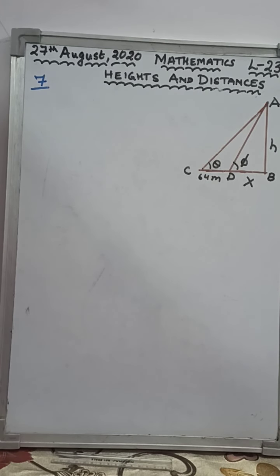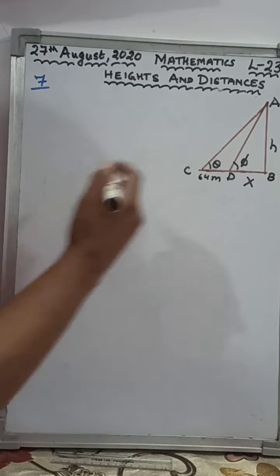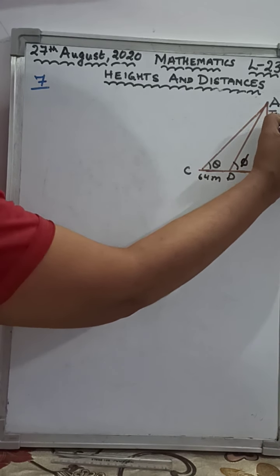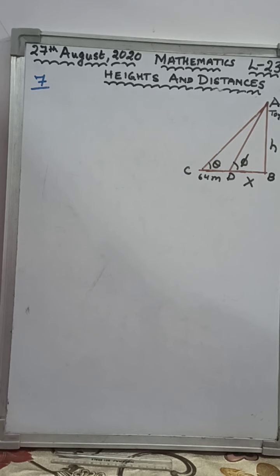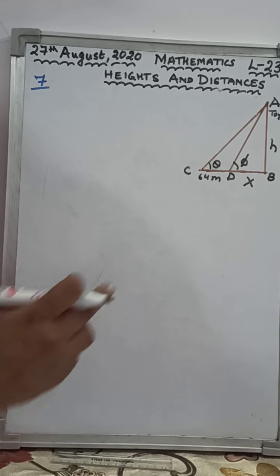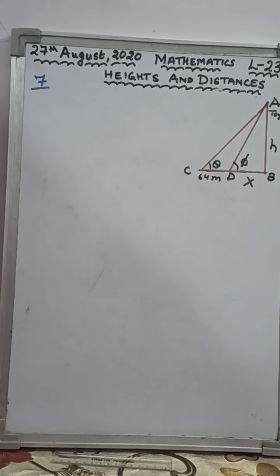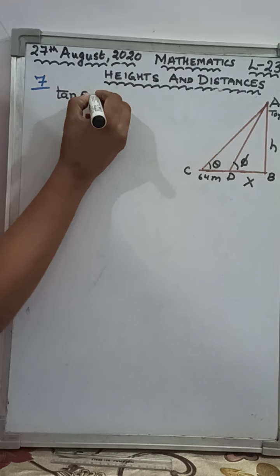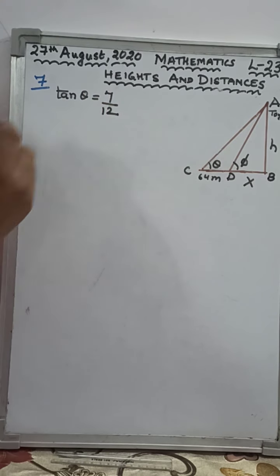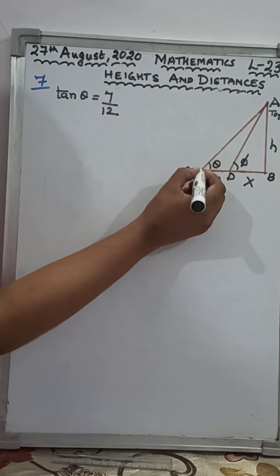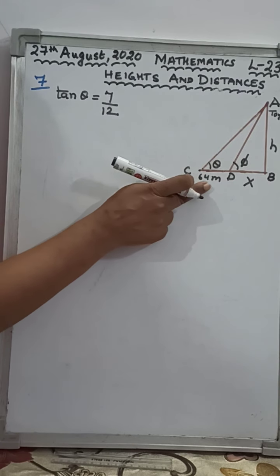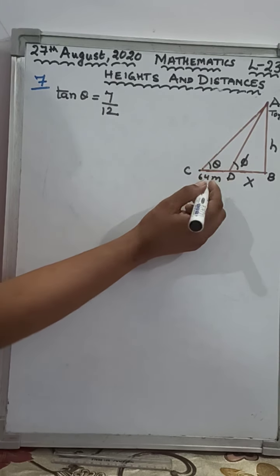Now question number 7. In question 7, at a point on a ground level, the angle of elevation of the top of the tower, this is your tower AB, and the angle of elevation is given to us theta and phi. This is theta and this is phi. So tan theta value is given to you in this question, that is 7 by 12. On walking 64 meter towards the tower. The person is over here. Now he is moving towards the tower. He has moved 64. Clear?